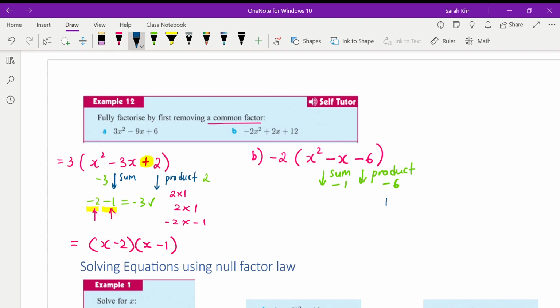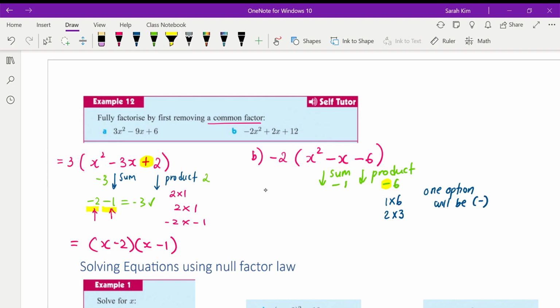Again, 6 I can do 1 times 6, 2 times 3. Those are my only options. Noticing that it's a minus I'm working with, one number has to be negative in that pair. So when I add them, I need to get -1. So 1 and 6 are a little bit far apart. They're 5 apart from each other, so they're never going to get to -1.